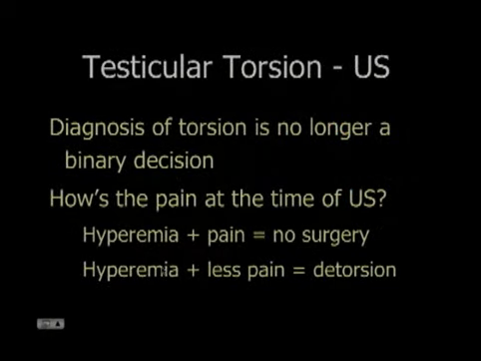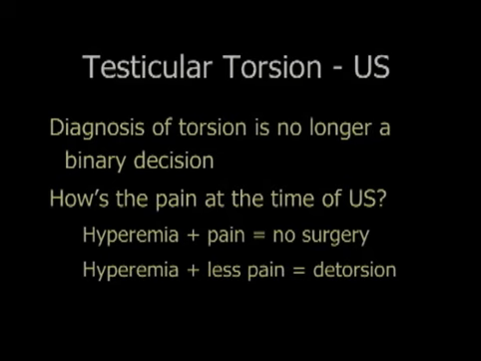So again, the diagnosis of torsion is no longer a binary decision. You have to consider the pain at the time of ultrasound. So if you have a patient who's got hyperemia and increased flow, and they have the same amount of pain they did as they came in, that's some sort of inflammatory condition. Those children do not need surgery. If they've got hyperemia, but they say, yeah, my pain is better, I don't feel as bad, you have to consider detorsion. And while that may not need surgery now, they may well need surgery later, and at the very least, very close follow-up.